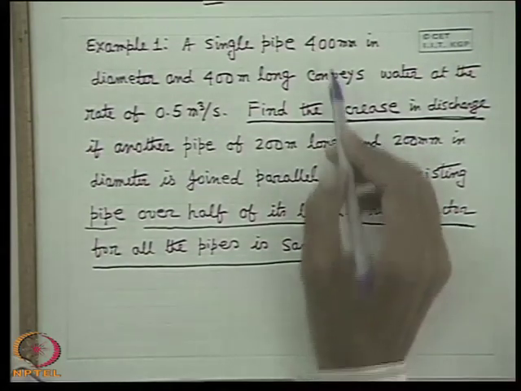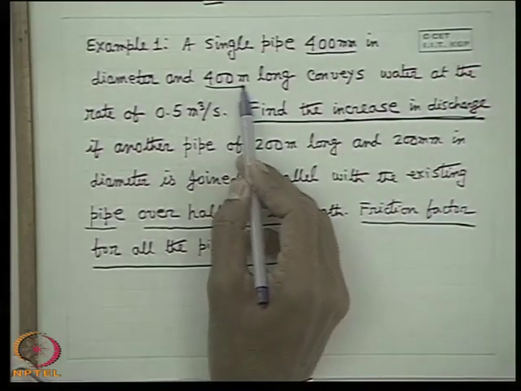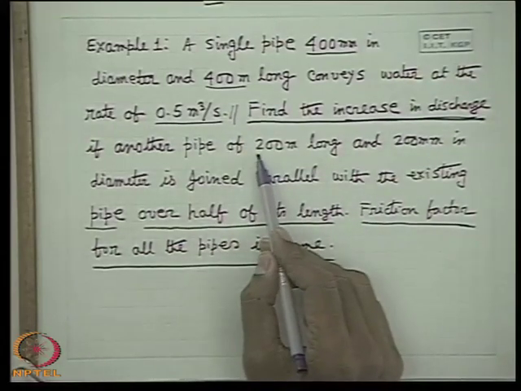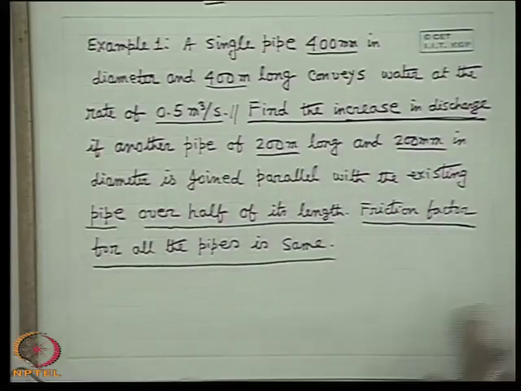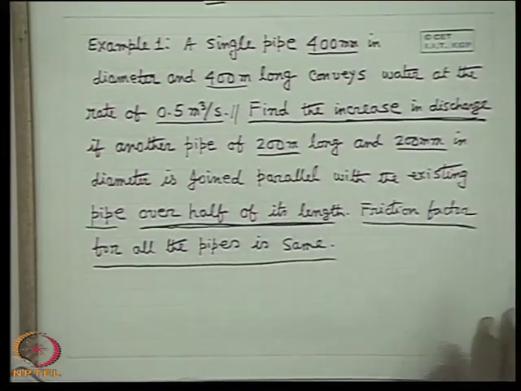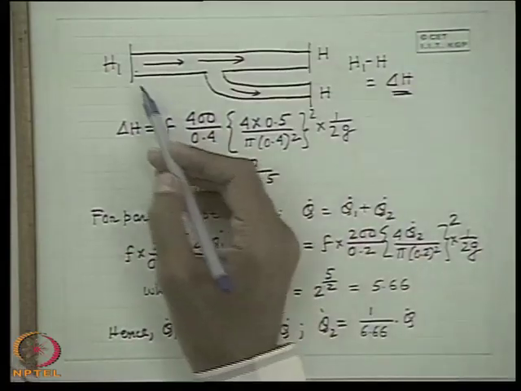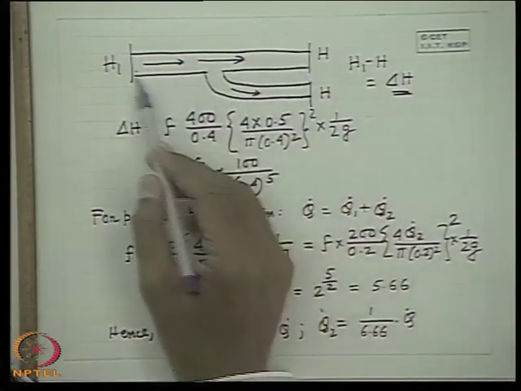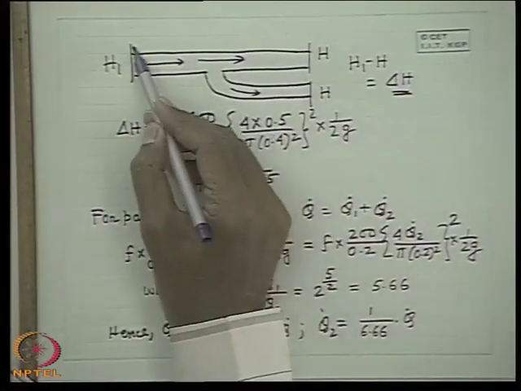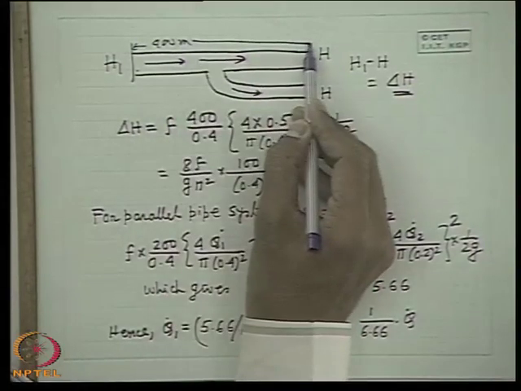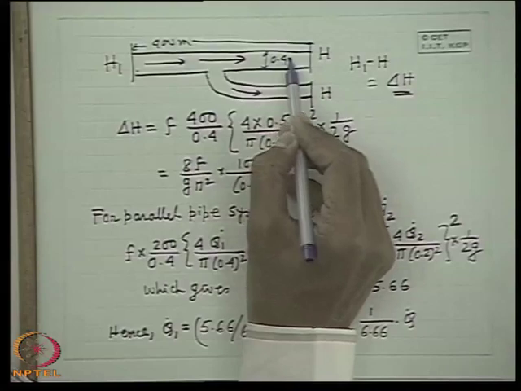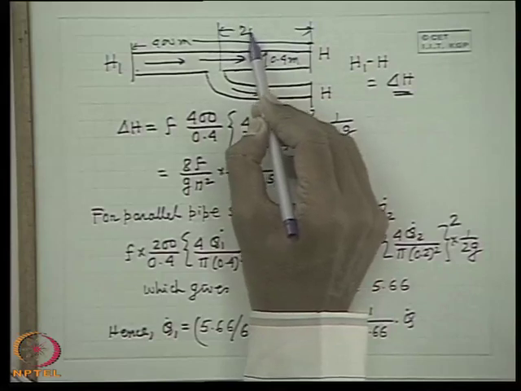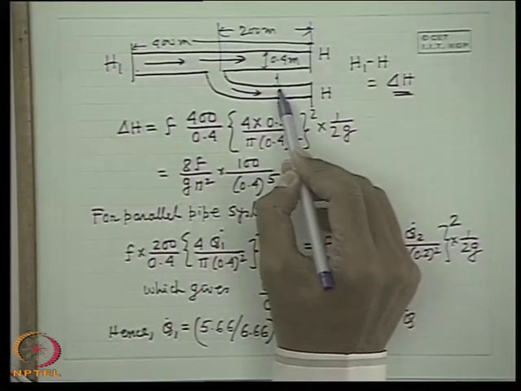So now the problem is: there is a single pipe 400 millimeter diameter and 400 meter long, and it discharges. This is the first condition. And second, another pipe 200 meter long and 200 millimeter diameter is joined parallel over half of its length. Find the increase in discharge. Very simple problem. This is the first pipe, 400 meter length and 0.4 meter diameter. This length, half of its length, is 200 meter, and this diameter is 0.2 meter.